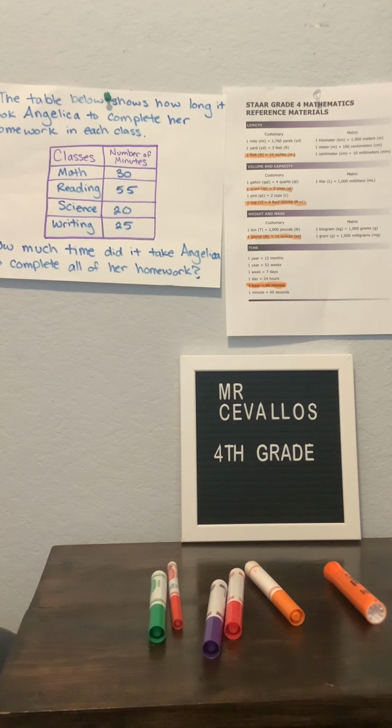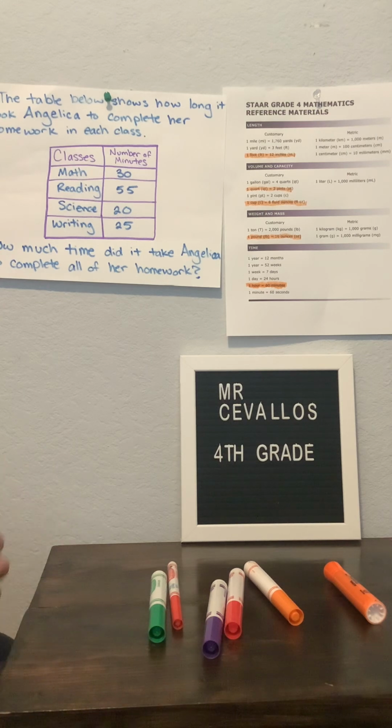Okay, so there's some words on here. Let's go ahead and read it. It says, the table below shows how long it took Angelica to complete her homework in each class. So here's our table, here are our classes, and here are the number of minutes it took her to complete her homework for that class. In math, she spent 30 minutes. In reading, she spent 55 minutes. In science, she spent 20 minutes. And in writing, it took her 25 minutes.